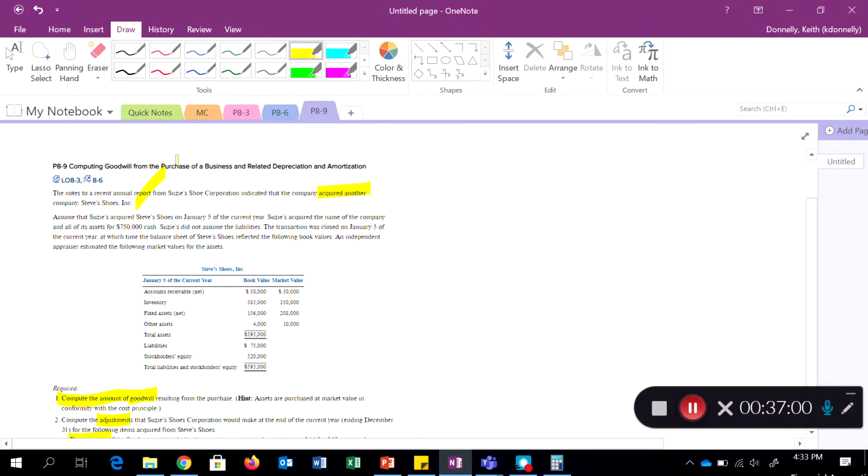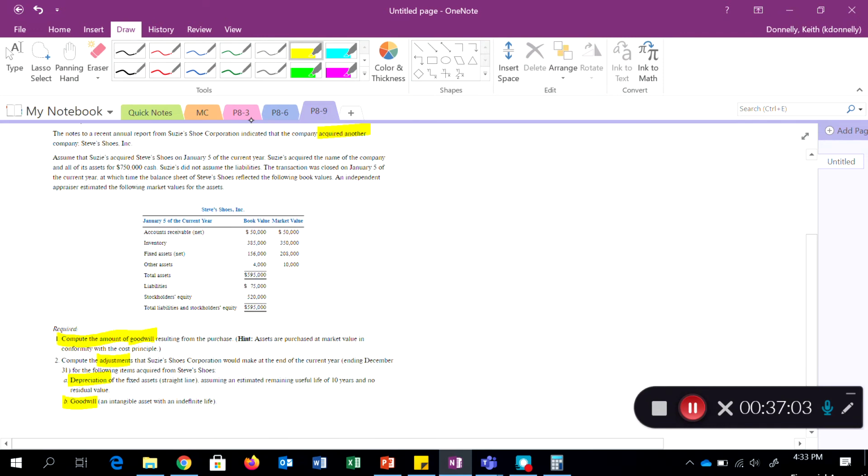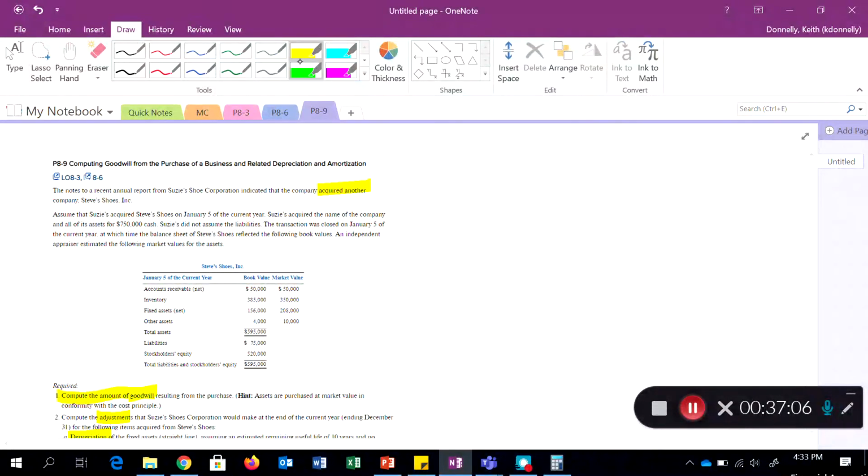So we look at these facts. Highlighter on the loose, watch out. Susie acquired Steve's shoes, so A acquired B in the current year. Acquired the name and all of its assets. Purchase price here, they paid $750,000. And an independent appraiser estimated the following market value, so that would mean the fair value of these assets.